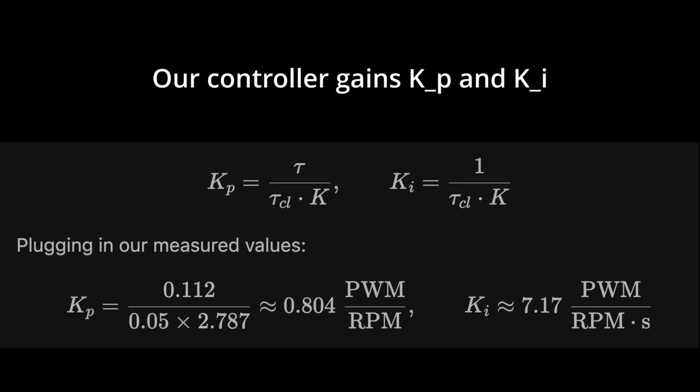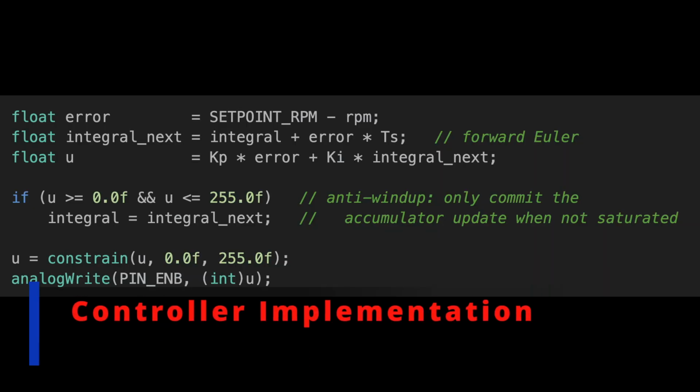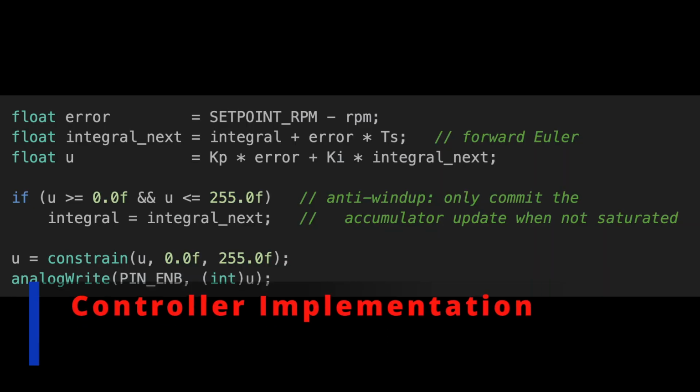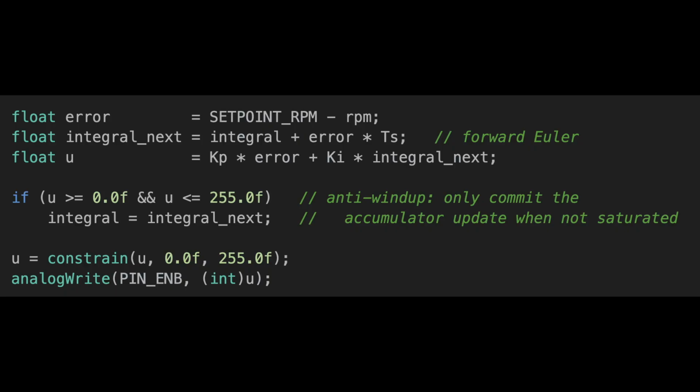We choose tau closed loop equals 50 milliseconds, which then gives kp approximately 0.804 and ki approximately 7.17. Taking the inverse Laplace transform and discretizing for a 5 millisecond loop, the controller becomes this in C++.